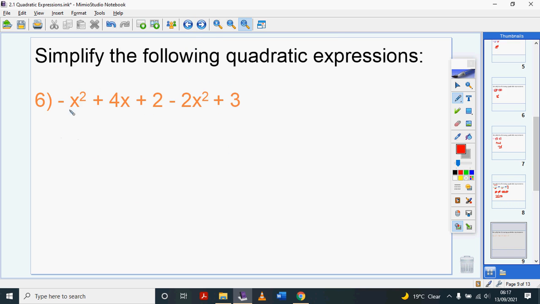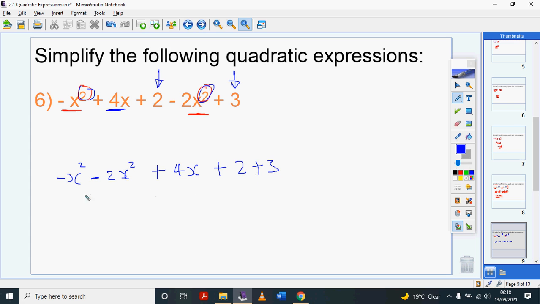Let's see, I have a cow here, I have another cow here, i.e. x squared, right? And then I have a goat here. I only have one goat. And then I have some chickens. I have this chicken and I have this chicken. So the like terms are this cow and that cow, so I'll collect the cows together, so I have negative x squared minus 2x squared. Very good. Then I'll look for the goats, so just 4x, and then finally plus 2 plus 3.